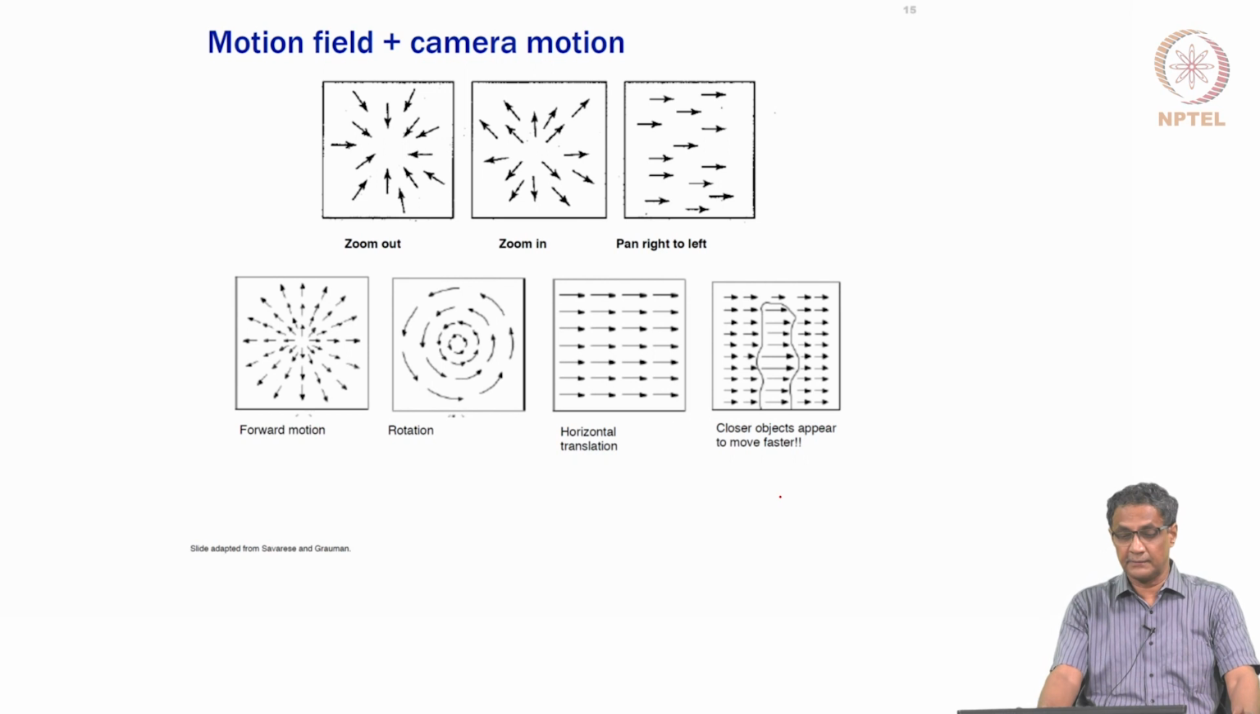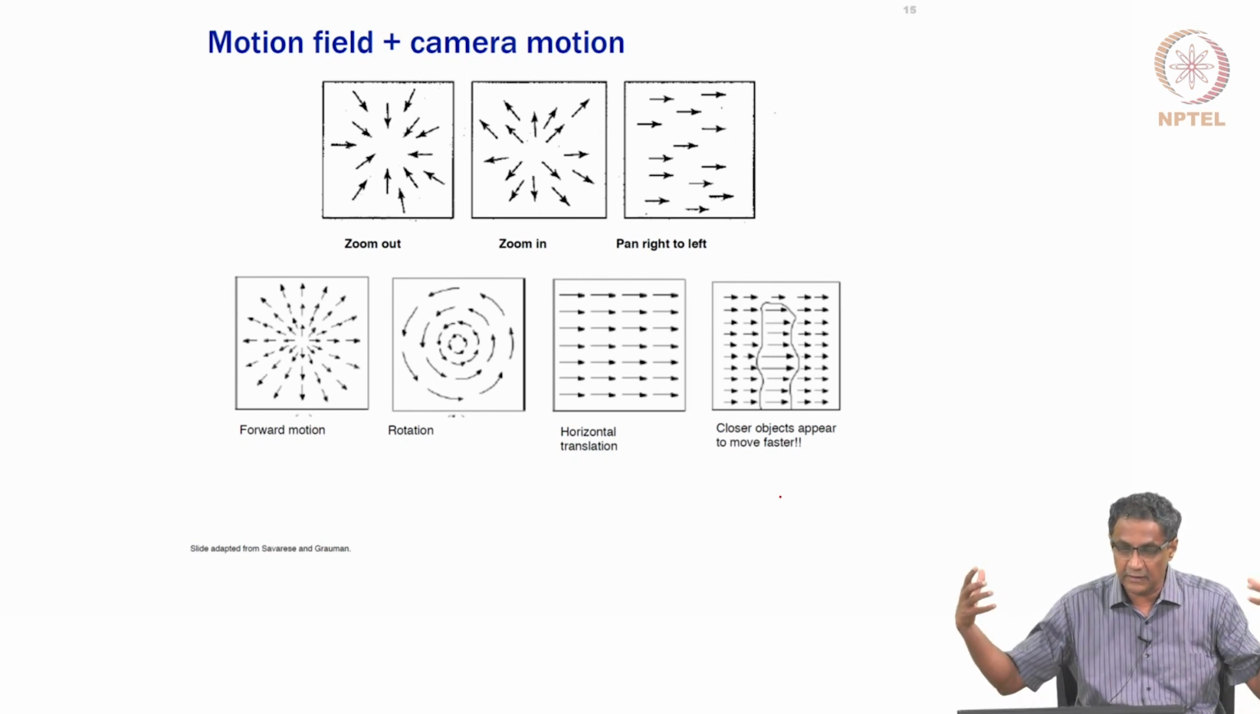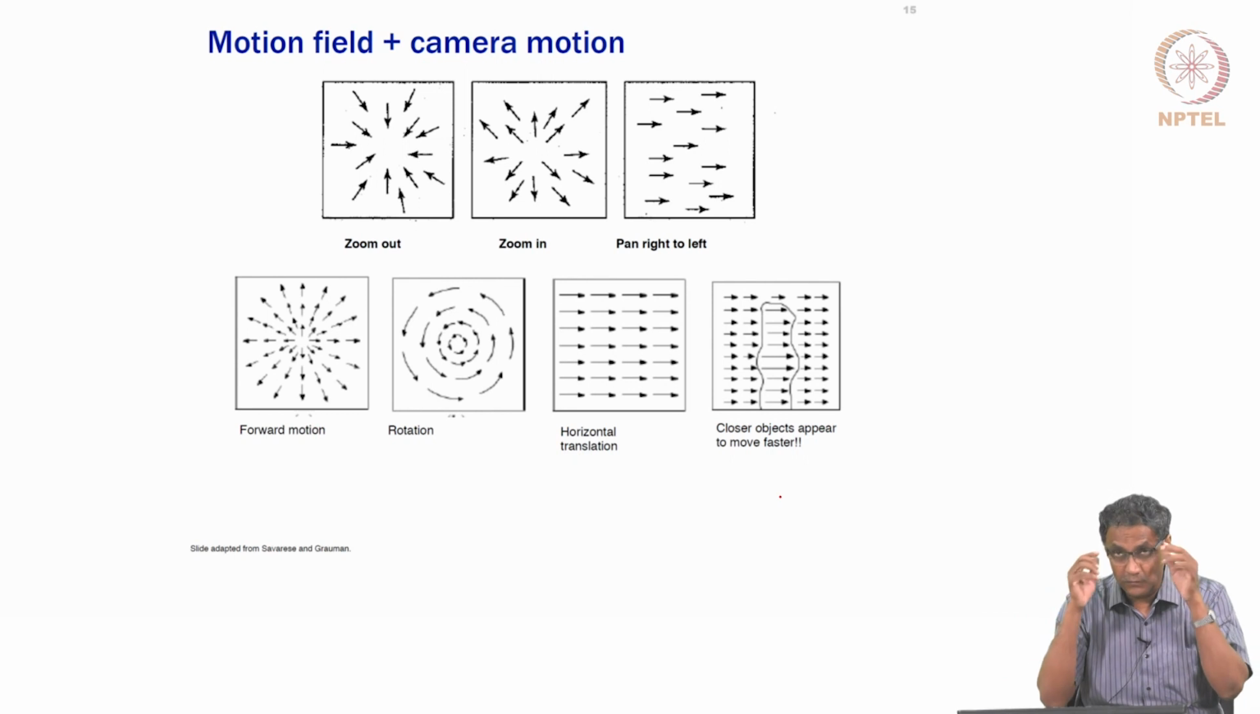So here are some examples that you see. Now the first example, where if you look at the brightness patterns, they all seem to be coming inside, moving inside. What would that be?